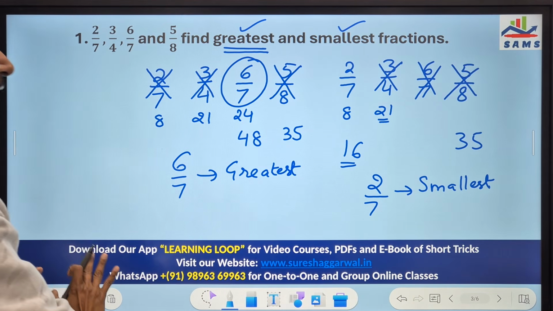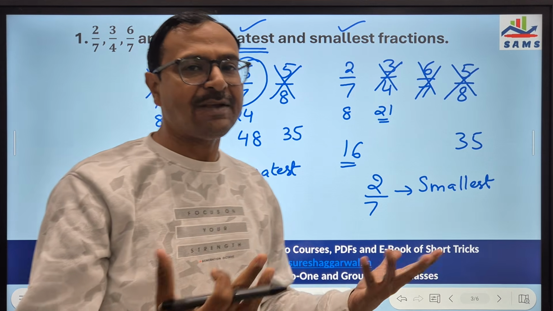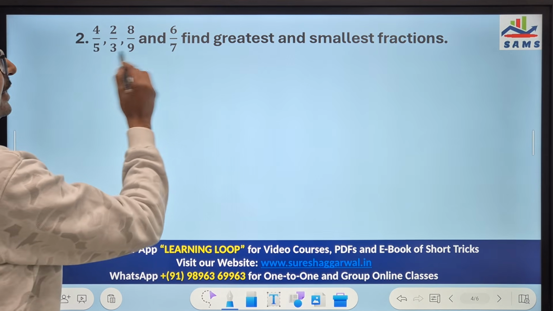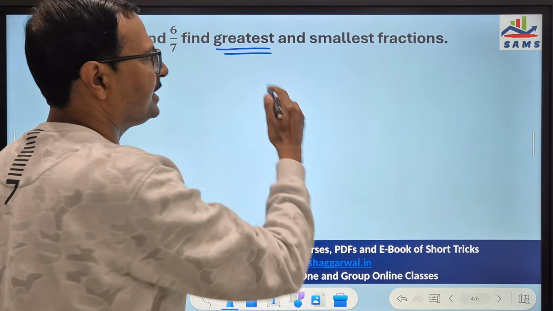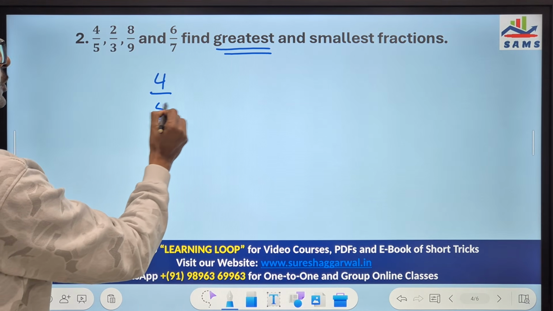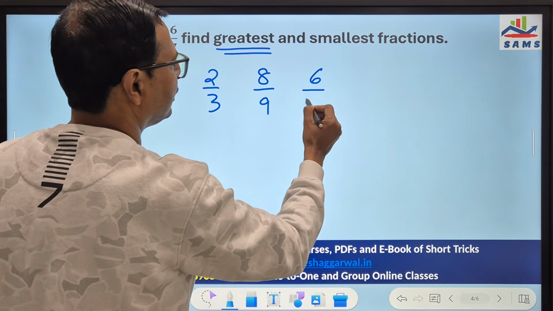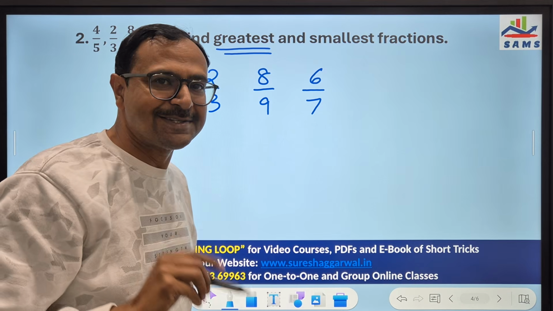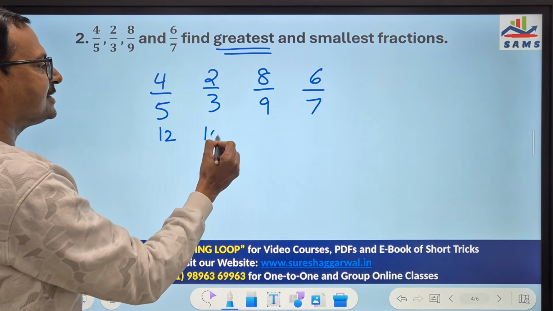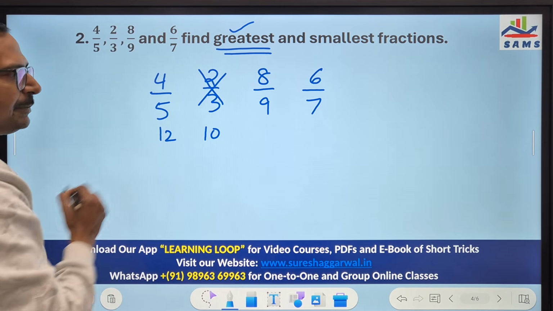See how quickly we are finding the greatest and the smallest just by comparing the fractions and eliminating the others. Let's see another question. I'll do the greatest here, and in my next question I'll do the smallest. Okay, so 4 by 5, 2 by 3, 8 by 9, 6 by 7. See, watch and tell the answer. That is the technique. 4 times 3, 12. 2 times 5, 10. Since I am finding the greatest, this is greater, so the smaller one is eliminated.